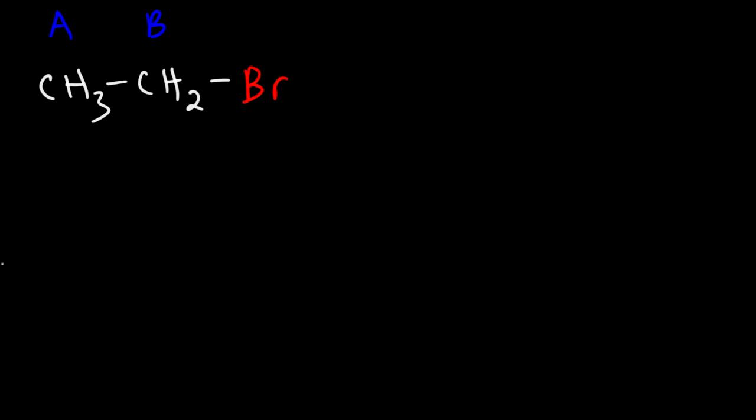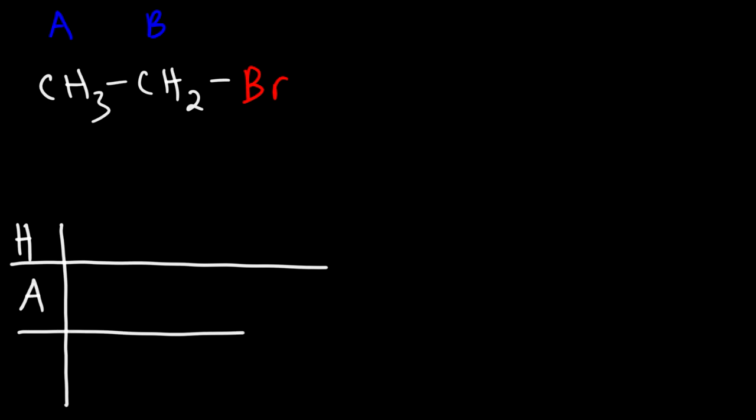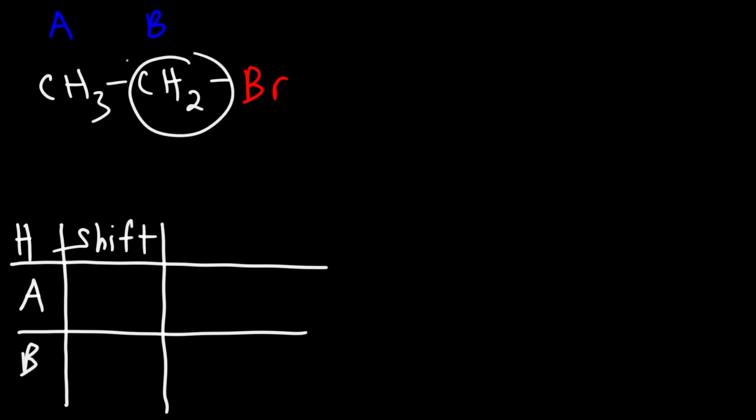Now, if you want to, you can organize the information all in a table. So in the first column, I'm going to put the different types of protons, proton A and proton B. Now, in the second column, we're going to talk about the chemical shift. Now, you can find these values in your textbook. Now, for a CH2 that's attached directly to a bromine atom, the protons on it will have a chemical shift somewhere between 3 and 4. So let's pick a nice round number, let's say 3.5.